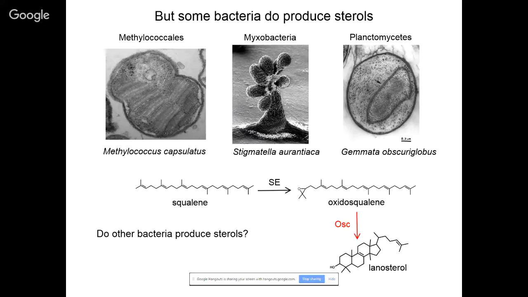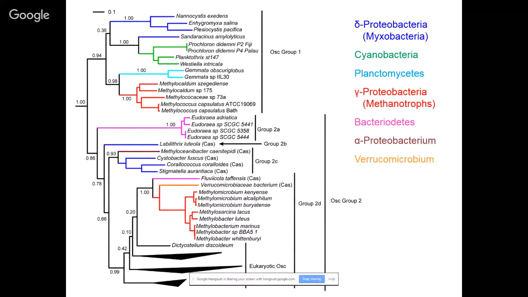And so to address the first question, I decided to look at what we know about the biosynthesis of sterols. So we know that sterols come from squalene, which is converted to oxidosqualene and then cyclized to lanosterol. So these are the first two steps of sterol synthesis. So I decided to just look for oxidosqualene cyclase genes in the bacterial genomes. And when we did this, we found that there were a lot more organisms than just the three groups that we had been looking at.